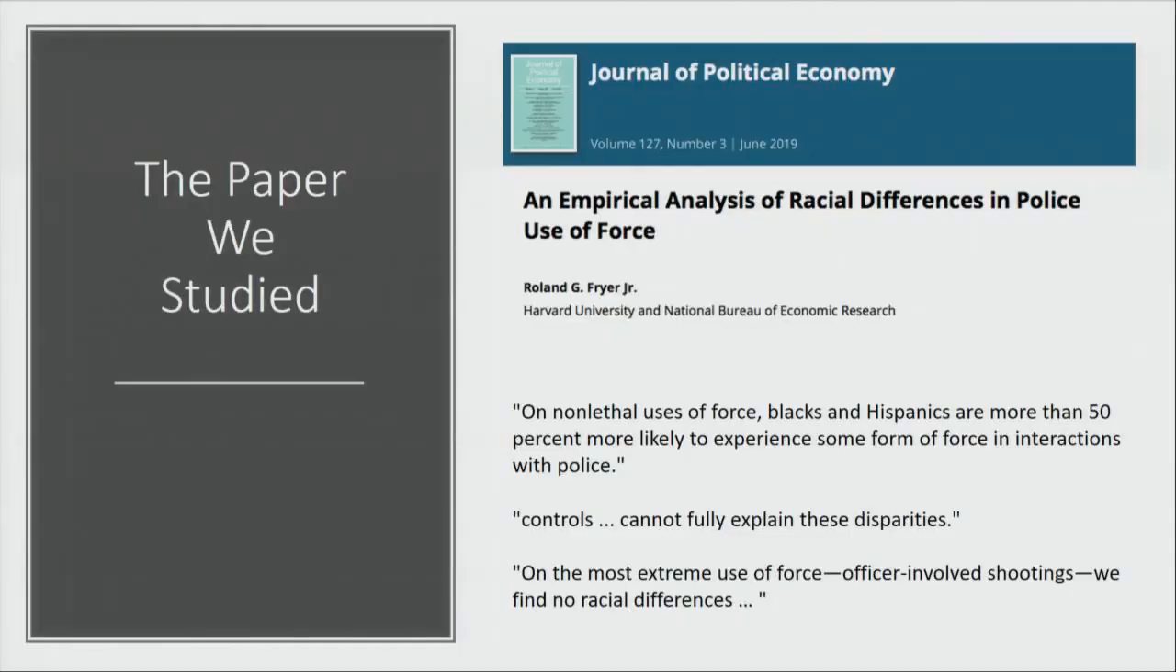And we decided that if we're going to do a replication study, we should replicate a paper that people truly care about. So the paper we studied is by Roland G. Fryer. He's an economist at Harvard University. His main findings were that in non-lethal uses of force, blacks and Hispanics experienced significant racial bias, even when controls were present. But in lethal or more extreme uses of force, there was no significant racial bias present.